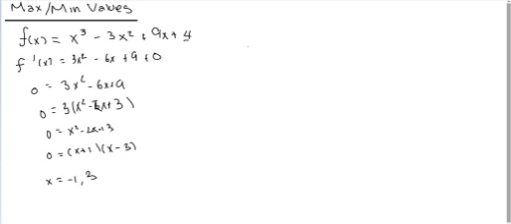Now, in order to test this, we take the second derivative of our function, and knowing that our first derivative is 3x^2 - 6x + 9, we take the second derivative and get 6x - 6. Now, we plug our critical points into the second derivative test, and if it is greater than 0, our critical point is a local minimum, and if it is below 0, our critical point is a maximum.